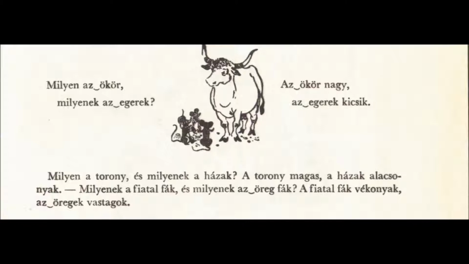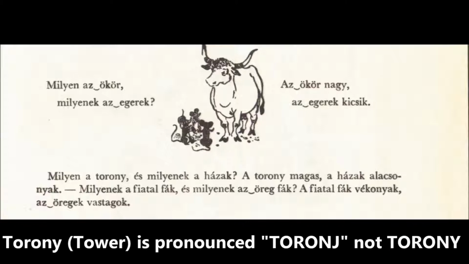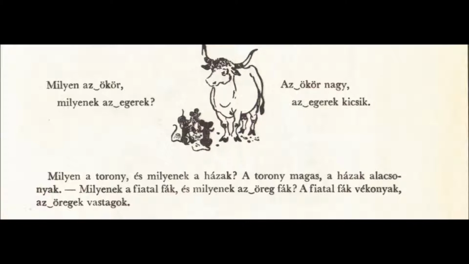Let's continue. Milyen a torony és milyenek a házak? What is the tower like? And what are the houses like? A torony magas, a házak alacsonyak. The tower is high and the houses are low.